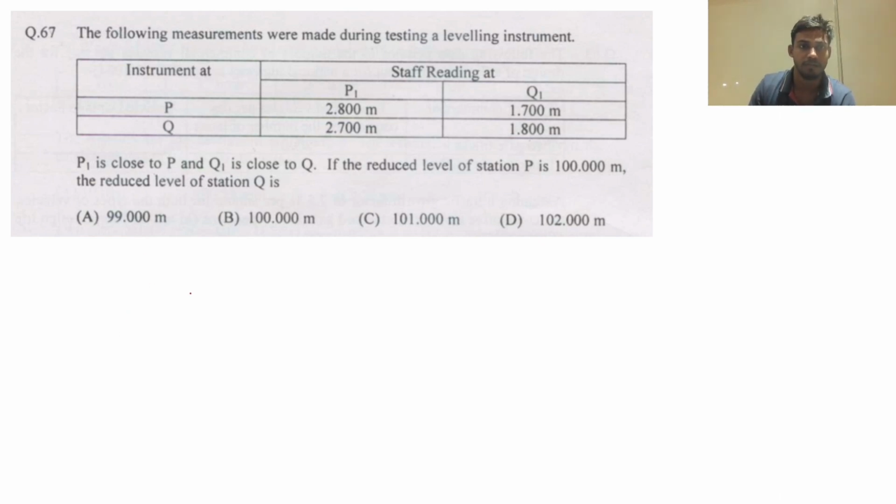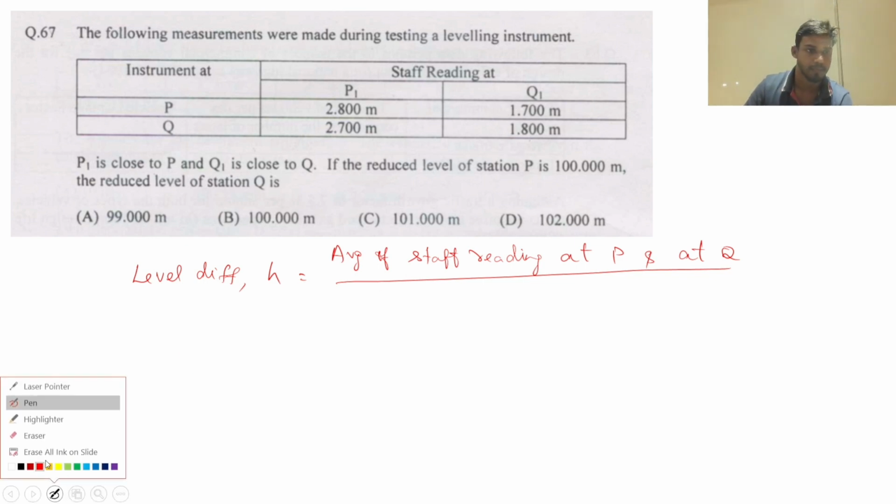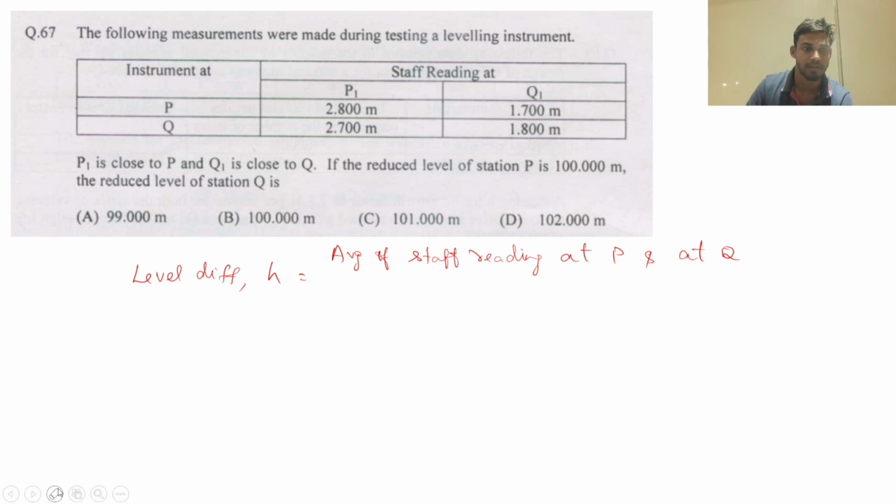To find this, first of all, we have to find out the level difference H. For that, the formula is the average of staff readings, that is P1 and Q1, at P and at Q. That is equal to the average of the difference in staff readings.